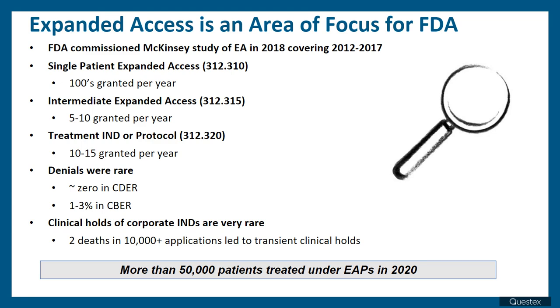And then another important misperception is the risk of learning something that might derail your research program. During that period of study, there were only 2 deaths in 10,000 plus applications which led to transient clinical holds. But it's important to note that the FDA recognizes these are sicker patients, and the incidents in question actually involved things that would have delayed or caused a clinical hold regardless of the setting in which they occurred. But more importantly, there's been a huge expansion of expanded access in the last year, with more than 50,000 patients in the U.S. treated under this mechanism in 2020.